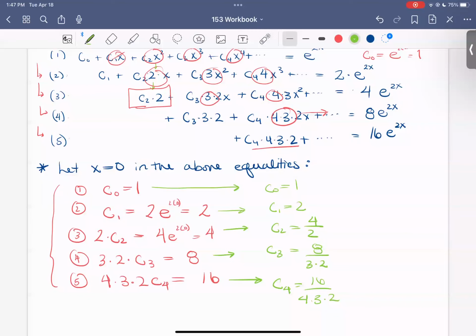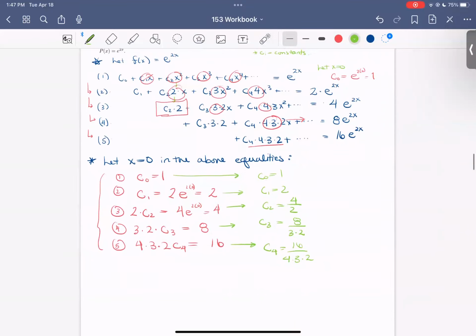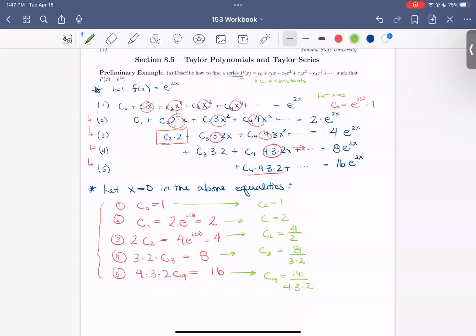Okay, so now what we can do is take the coefficients we've found so far and go ahead and plug that into our P of x series that we've set up.